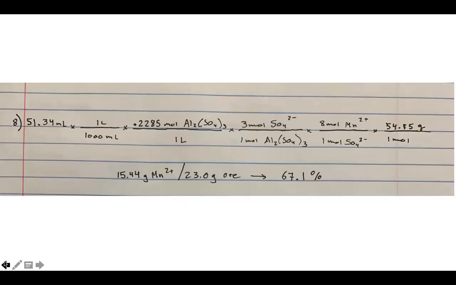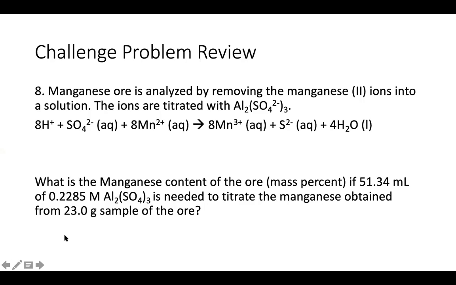Let me go back and just read it. They say basically that you get manganese 2 plus ions from an ore, and they're asking what percent of this ore is manganese 2 plus ions. To help you solve this, the manganese ions react completely with sulfate ions from aluminum sulfate. They tell you that it takes 51 milliliters of 0.22 molar aluminum sulfate to titrate, or react, they mean the same thing, with all the manganese ions from the sample.